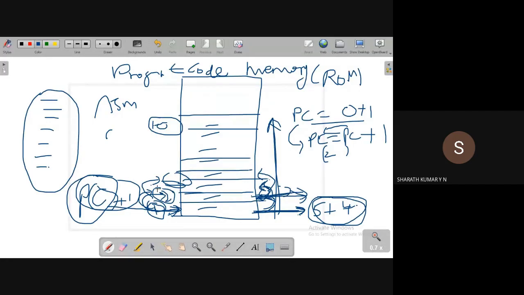Because of this reason, this register which tells the microcontroller which instruction to execute next is called a program counter. Program, because it is pointing to the code, and counter, because it automatically increments by 1 value to point to the next location where the next instruction to be executed by the microcontroller is stored. I hope you got some basic idea.